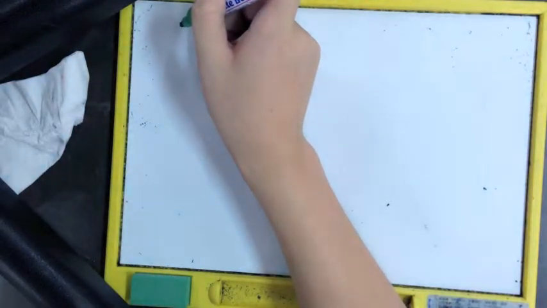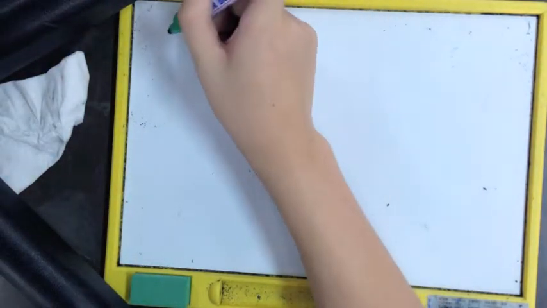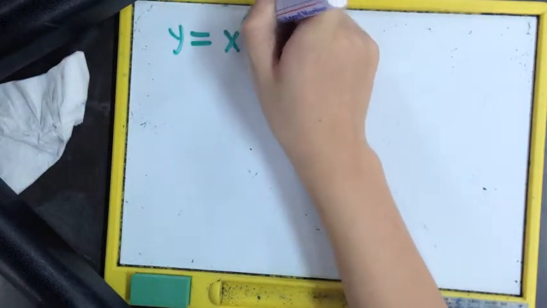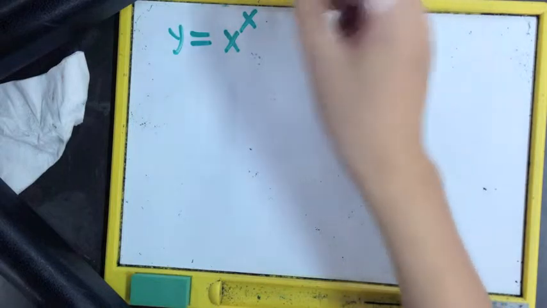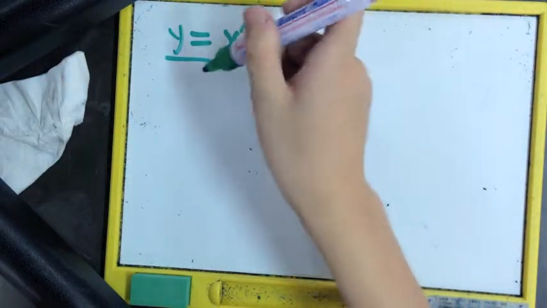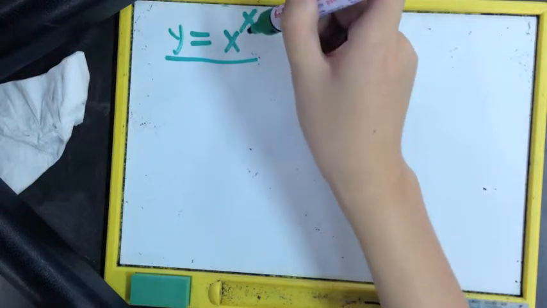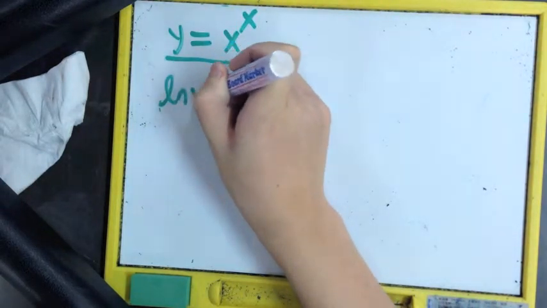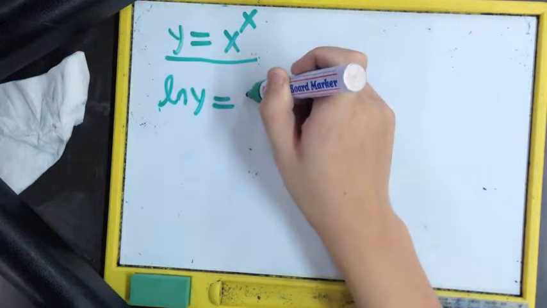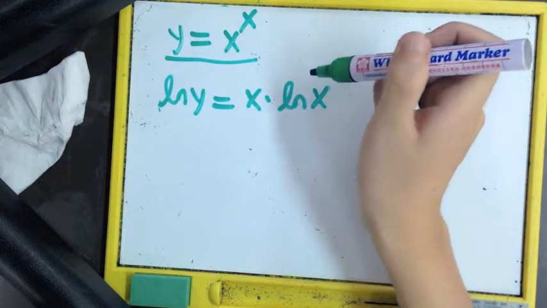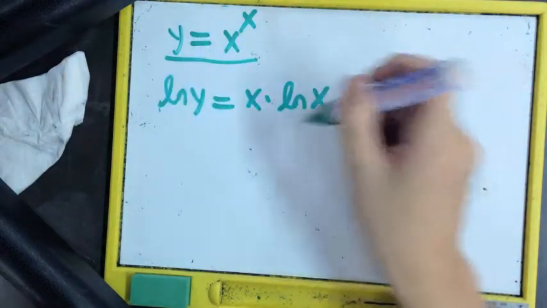So we're going to use implicit differentiation on a harder equation, which is the derivative of y equals x to the x. Since there's no direct rule for differentiating that, we're going to use implicit differentiation. So we take ln on both sides, which becomes ln y equals x times ln x. And now we're going to differentiate both sides.